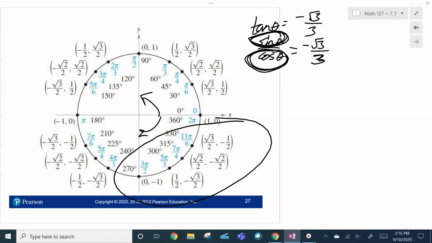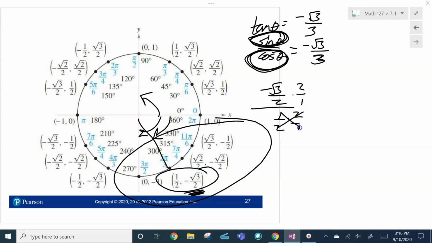if it's negative root 3 over 3, maybe it's this one. Maybe it's negative pi thirds. Is it negative root 3 over 2 over 1/2? Does that simplify? Nope, that's negative root 3, so that's not it. We know it's not this one because that just gives you a negative 1. So it's got to be that one right there. We're finding an exact value, so it's got to be, boom, negative pi 6.